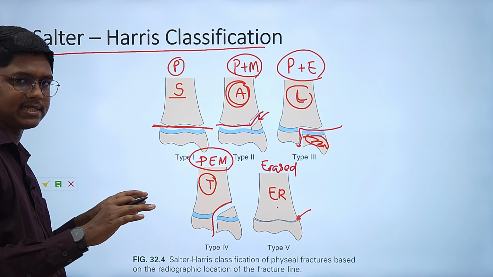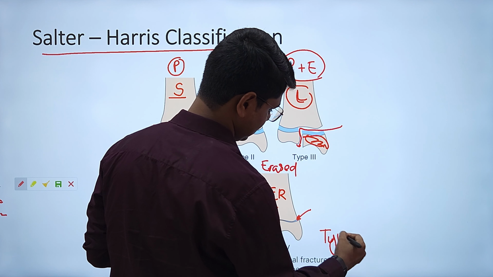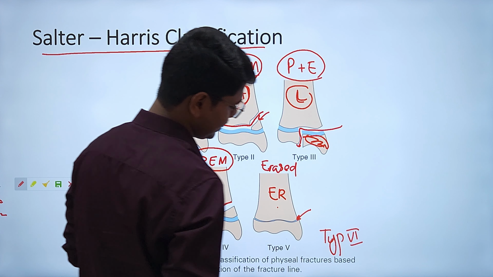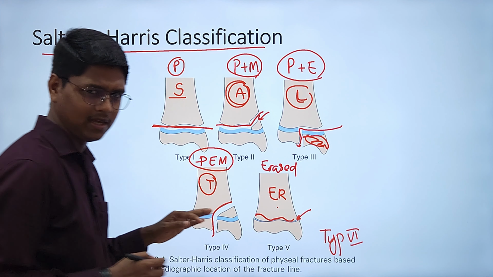Okay, ER for erased. There is another one, that is type 6 or type VI, in which there will be partial compression. One side will be intact and the other side will be gone.